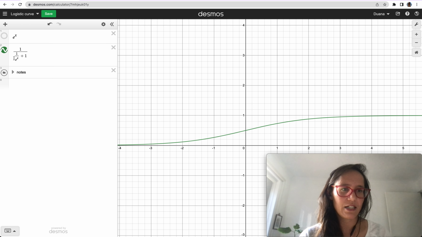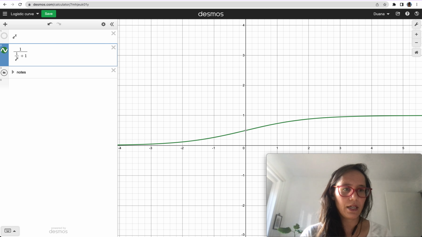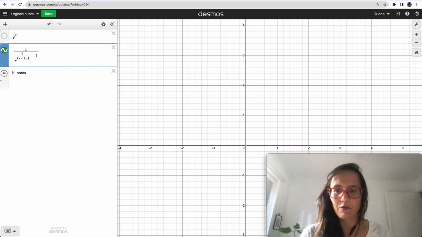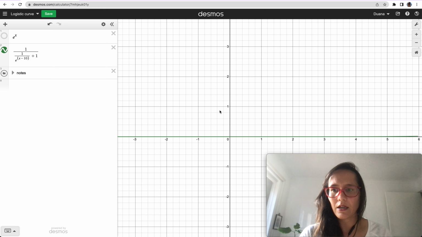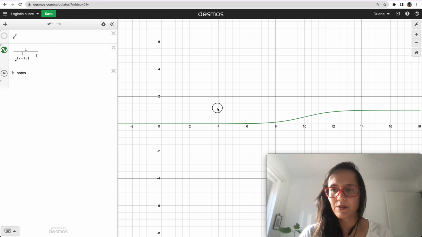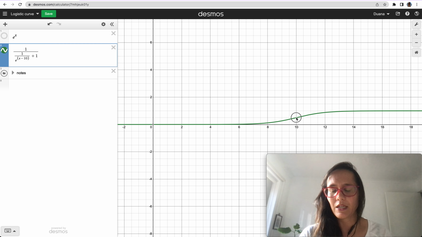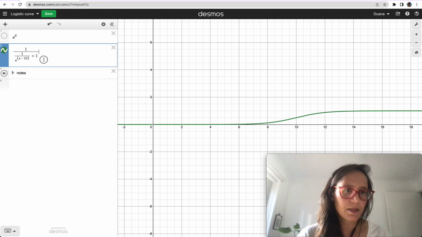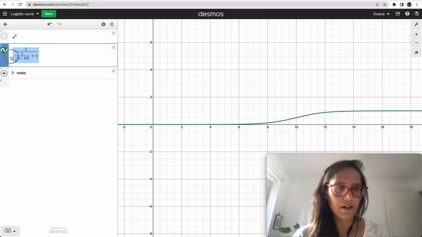Shifting a graph to the right is easy because we just take the x value and we make it whatever the x value was. Say we want to shift it by 10 units before. And there we go, that's shifted it now. Now that midpoint is happening around 10. But this representation is getting a little bit scary to me.